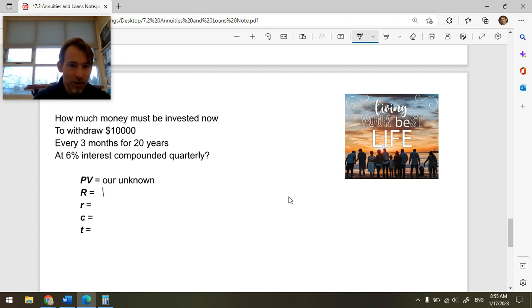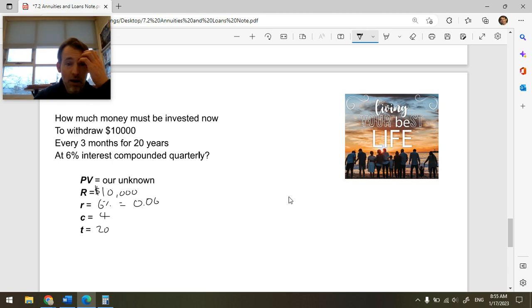Okay, so our regular withdrawal is $10,000. Fill in your little chart. Our interest rate is 6%, which is equal to 0.06. We are compounded quarterly again, so C is 4, and time is again 20 years.